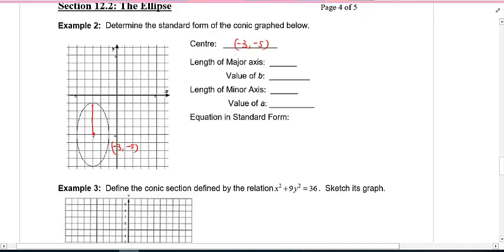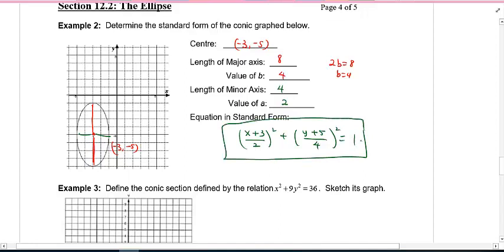Remember, the major is always the longer one. In this case, the vertical one looks like it's 8. So remember, the value of b is just always 2. Double of b gives you the major axis length, so b must be 4. Minor axis in this case is the horizontal 4, so a must be 2. So the equation in standard form. Did you get this? Please say yes. So therefore, you and I are happy.